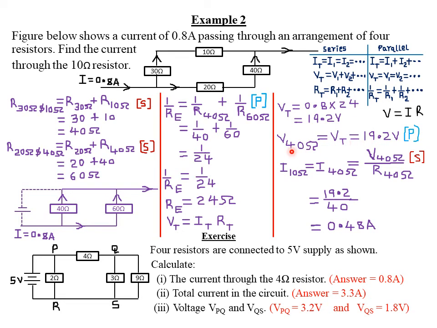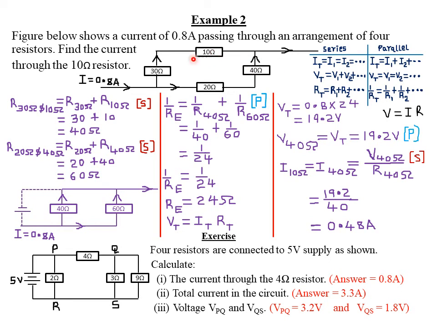So because we have the voltage through the 40 ohm resistor and we have the resistance of the 40 ohm resistor, we can easily find the current through the 40 ohm resistor. And remember, the 40 ohm resistor was a combination of 30 and 10. And remember, 30 and 10 were actually in series connection. And we know that for any series connection, the current entering that junction must be equal to the current through each component. So for series connection, I total is equal to I1, which is equal to I2.